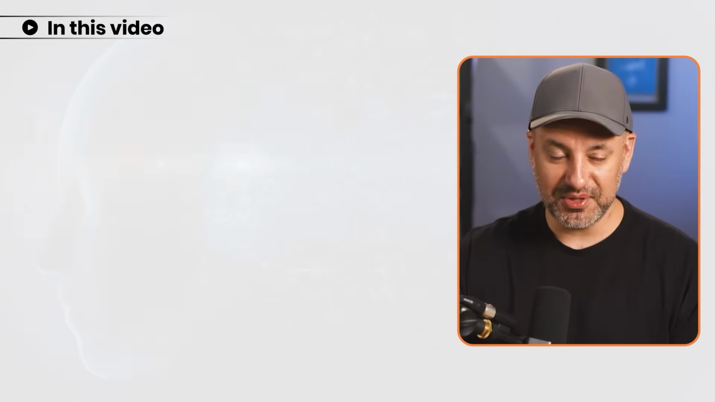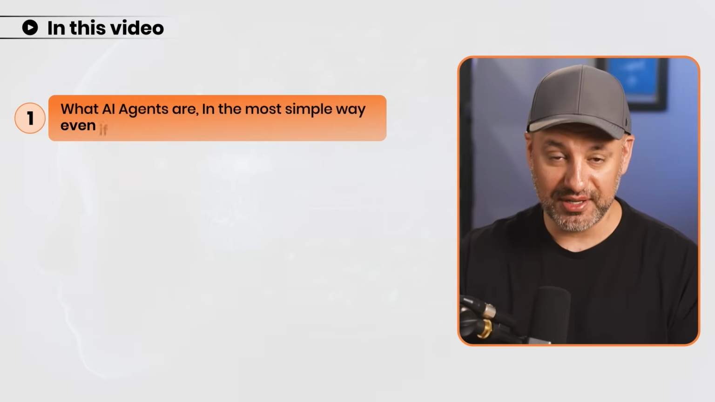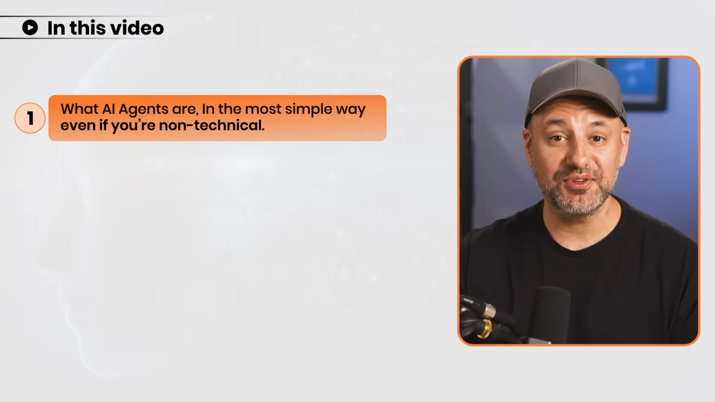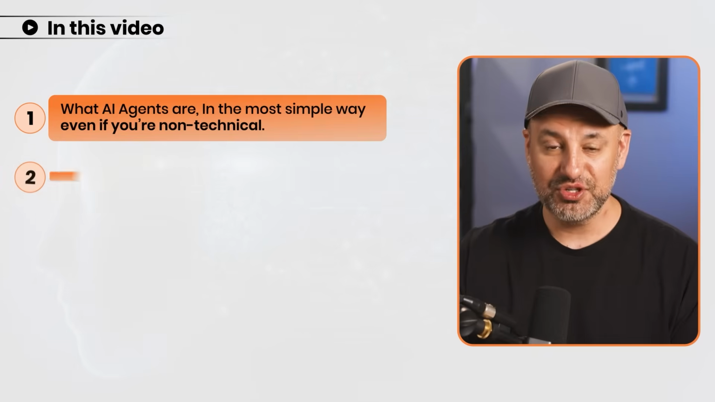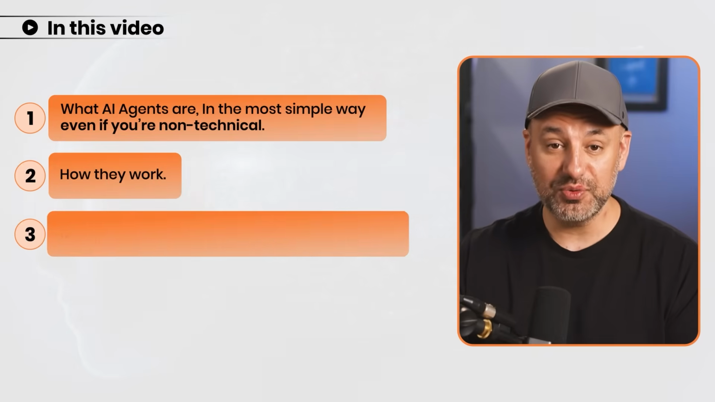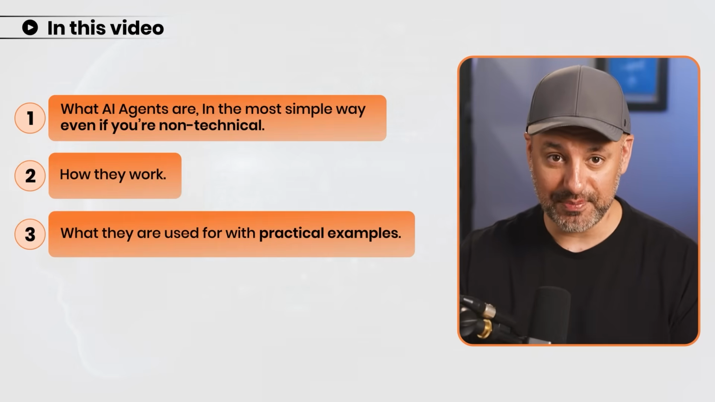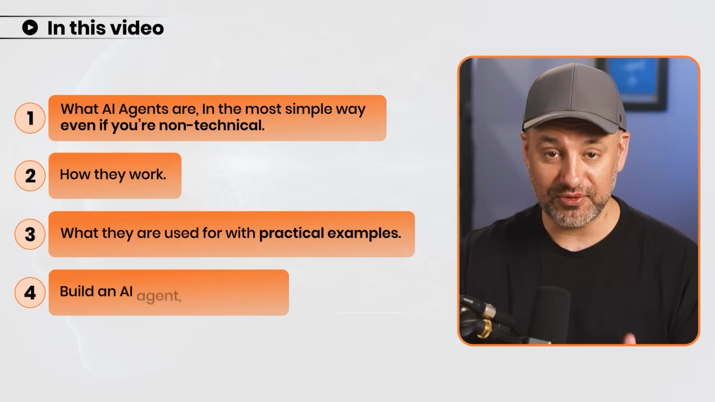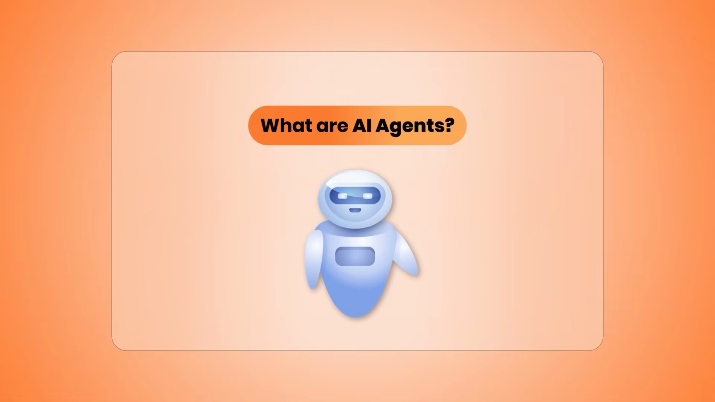My goal with this video is to explain what AI agents are in the most simple way, even if you're completely non-technical, show you how they work, show you what they're used for with practical examples, and then we're gonna go ahead and build one from scratch, very step by step. Now, you don't need any coding skills to follow along, and I'm confident by the end of the video, you'll not only understand exactly what AI agents are and what they could do, but you could build your very own AI agent. Now, let's get into what AI agents are first.